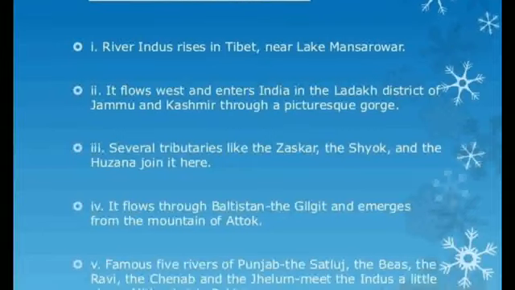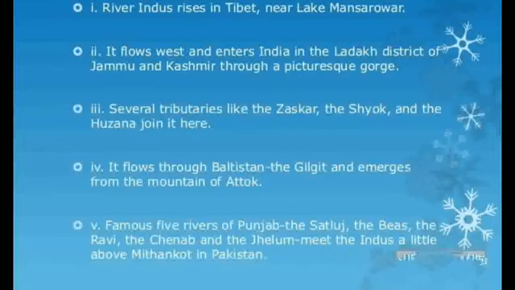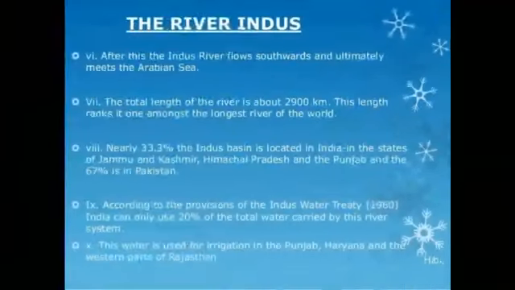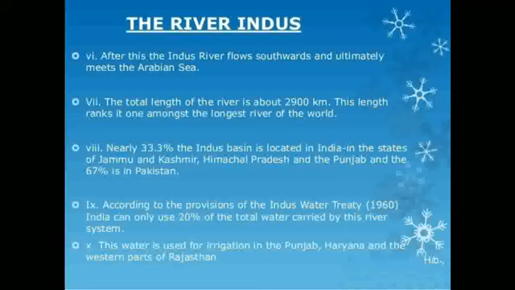and as far as this river is concerned, it flows through Baltistan, Gilgit, and emerges from the mountain of Atog. A number of tributaries also join this river in different parts, like Satluj, a tributary of river Indus, Beas, Ravi, Chenab, Jhelum. All these tributaries meet the Indus river little above the Methankot in Pakistan. Now, after this, the Indus river flows southward and ultimately meets the Arabian Sea.